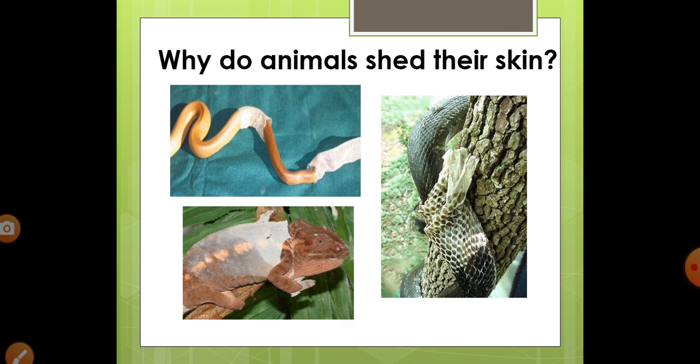Why do animals shed their skin? There are certain animals, for example reptiles. They grow in size every year, but the skin doesn't grow because the skin is made up of keratin. So we see that they regularly shed the skin and a new skin is developed on their body. Because of this regular growth, the body is growing, due to which they have to shed their skin.